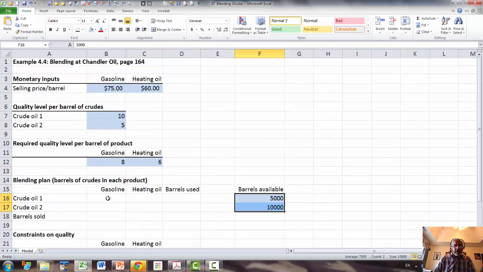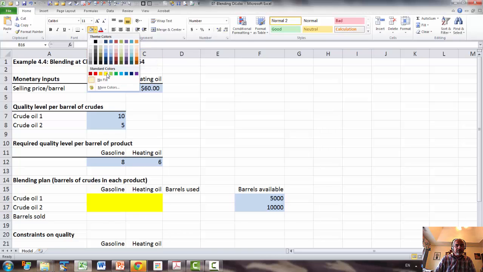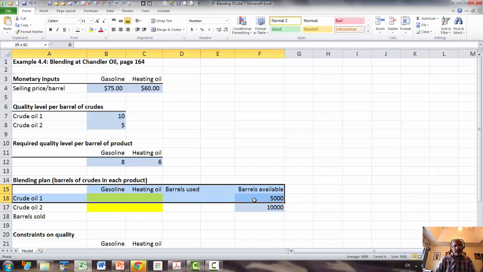Now our decision variable is how many barrels of crude oil 1 we're going to allocate to the production of gasoline, of that 5,000 available, and how many barrels should go to heating oil. And same here, for crude oil 2, how many barrels will be used for gasoline and how many barrels for heating oil. So those are our decision cells.